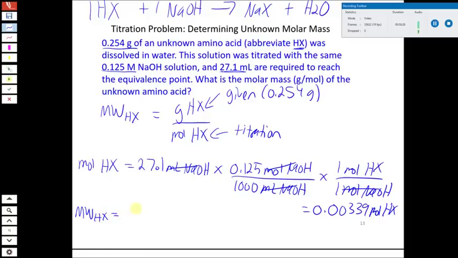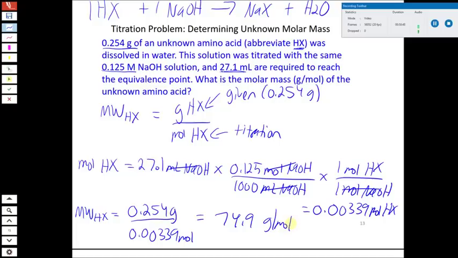All right, so we use the mass, which is 0.254, given to us in the problem. You need to know at least one of these two quantities to get the molar mass. So we have 0.254 grams, which we would have weighed out at the beginning of the experiment. We calculated from the titration that there's 0.339 moles of acid. And what we end up with is 74.9 grams per mole. Okay? So anytime you have mass and number of moles, you can divide the two to find molar mass for an unknown. All right, questions?